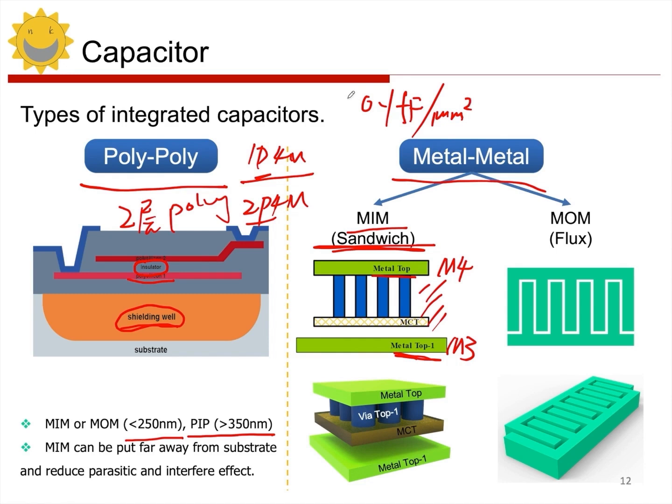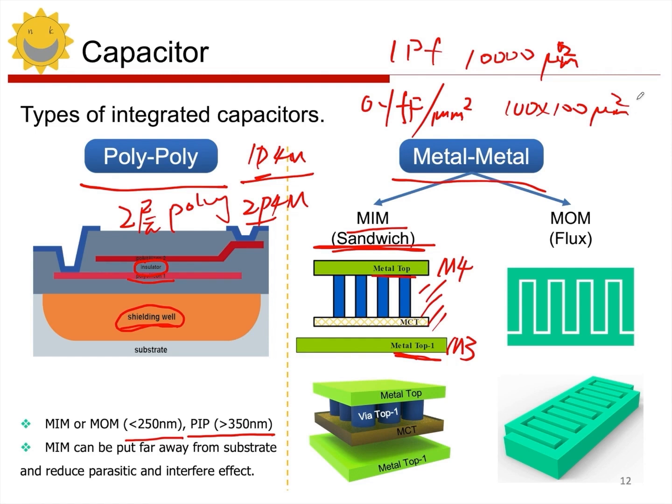So for example, if I want to create a capacitor with a capacitance of 1 picofarad, what should I do? I need to draw a capacitor of 1 picofarad, which is 1000 femtofarads, right? If you divide that by 0.1, then you need 10,000 square micrometers. That's the area I need to achieve a capacitance of 1 picofarad. But what does an area of 10,000 square micrometers actually mean? It's roughly 100 times 100 micrometers, right? I need to create such a large area just to make a 1 picofarad capacitor, which is a huge waste of space.